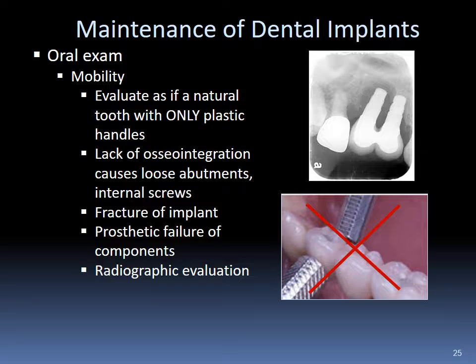During the oral exam, mobility is routinely checked. This procedure should be performed with plastic handles instead of metal, and continue to follow the same protocol as natural teeth. Lack of osseointegration causes loosening of the abutment and internal screws. Fracture and prosthetic failures of the components are evaluated and treatment recommended.